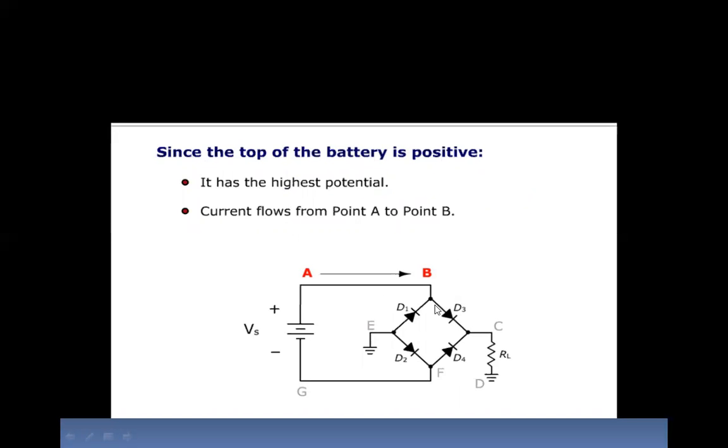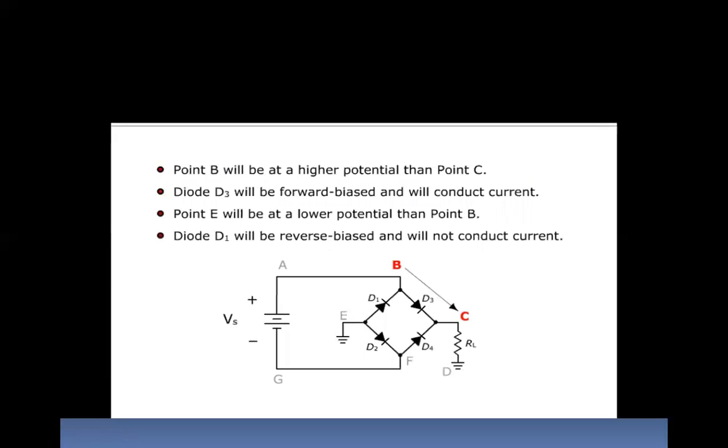Now what will happen after A to B? The point B will be at a higher potential than point C. It means this point B is becoming positive, and this bottom point is becoming negative. So this is positive, and the current flows from positive to negative. So this is flowing from B to C. As the positive of the polarity is connected to the P type of the diode D3, we say this diode D3 is conducting, or it is in forward bias.